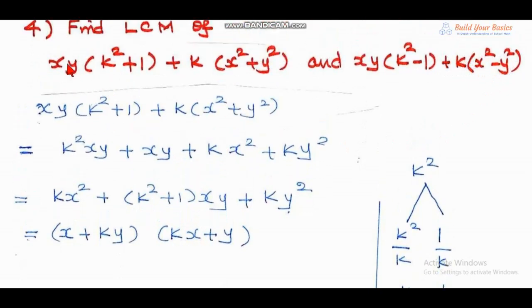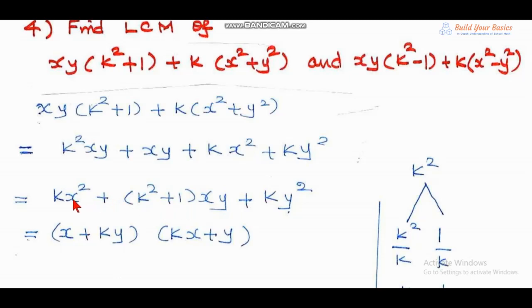Take the first one, xy into k square plus 1 plus k into x square plus y square. This is k squared xy plus xy plus kx square plus ky square. That is kx square plus k square plus 1 xy, plus ky square. Or we can say this way, kx square plus ky square and this term, that is k square plus 1 into xy.